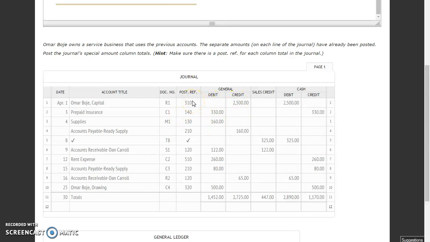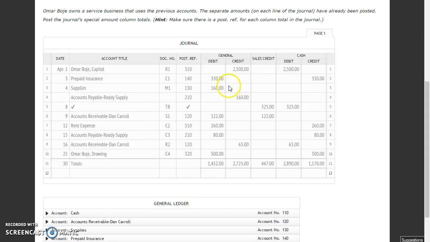The reason I'm able to tell that is I look at our post reference column for all of these particular lines, and I can see that something is filled in, whether it be a check mark or an account number. That signifies that it is already posted and taken care of. So what I need to do now is make sure that all of my columns are posted. Here I can see that all of my individual rows are posted. I now need to check all of my columns.